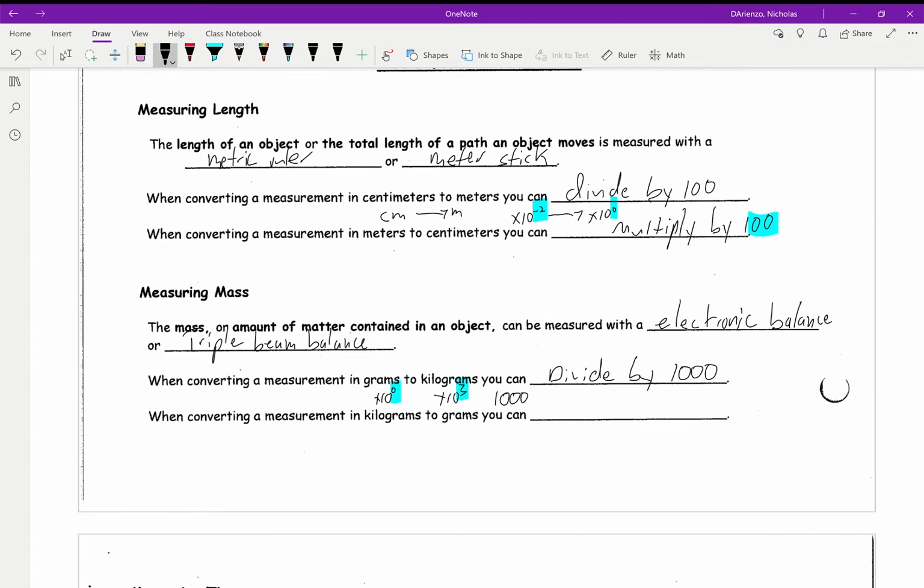When we convert the opposite way from a larger unit into a smaller unit, again, we can move that decimal place 3 spots to the right, or we can multiply by 1,000. I'll get it.